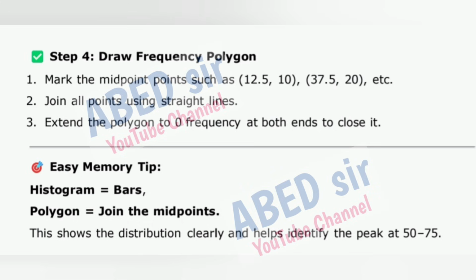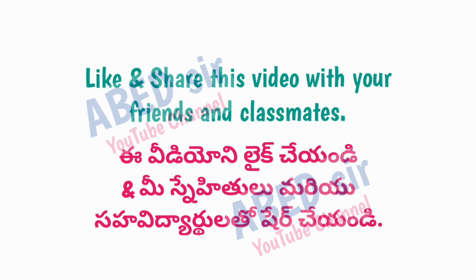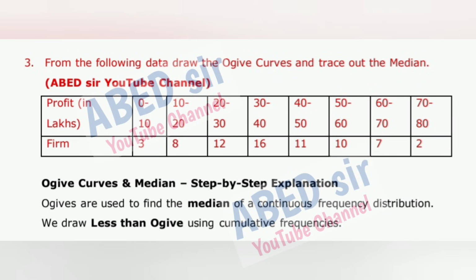Easy memory tip. Histogram is equal to bars. Polygon is equal to join the midpoints. This shows the distribution clearly and helps identify the peak at 50 to 75. Next important problem is: from the following data, draw the ogive curves and trace out the median.